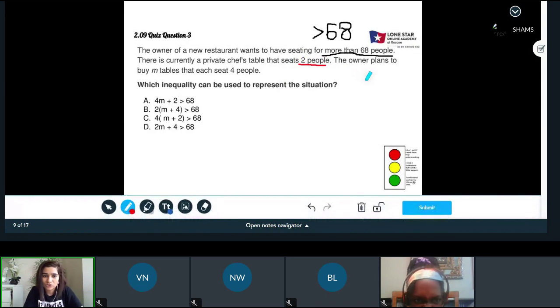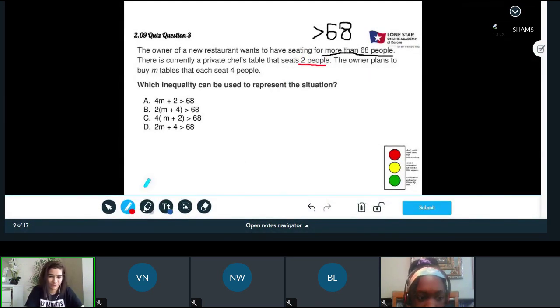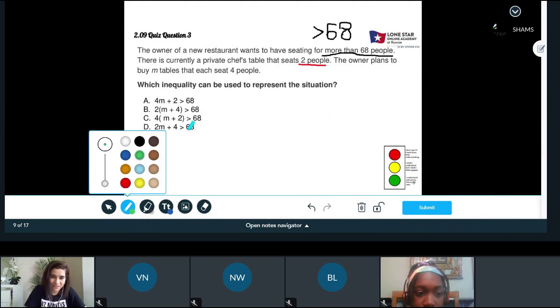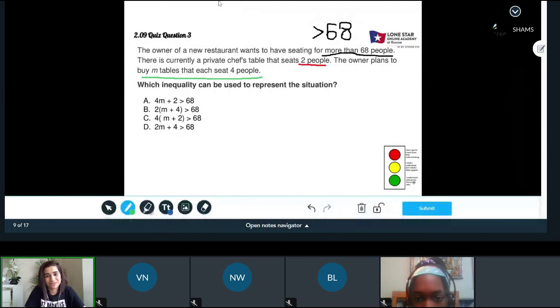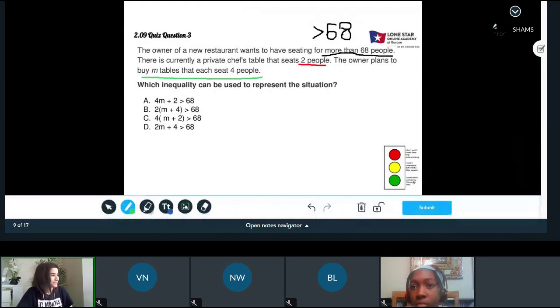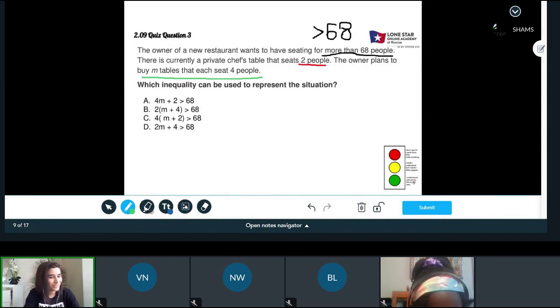The owner plans to buy M tables that each seat 4 people. He'll buy M tables that will each seat 4 people, right? See where the variable will go. In this one, they have very much guided you. The variable and the number is pretty close. Very good, Ben. I agree with you. Very good, Bella. Excellent. For 2, I agree with you. Very good.